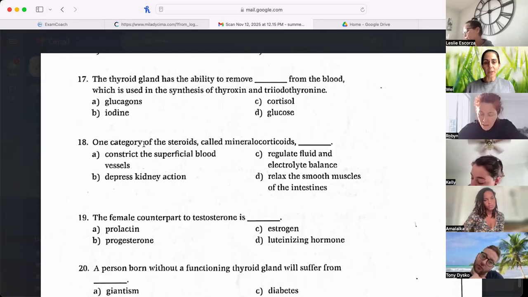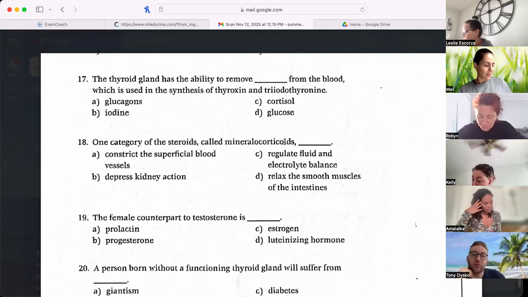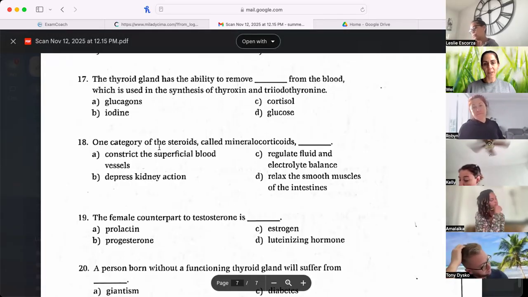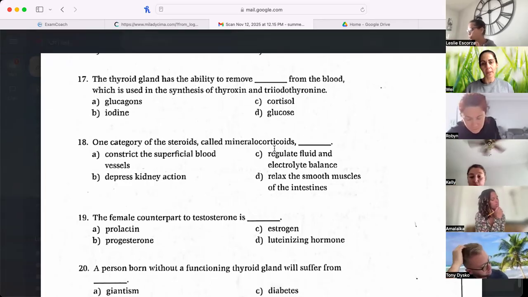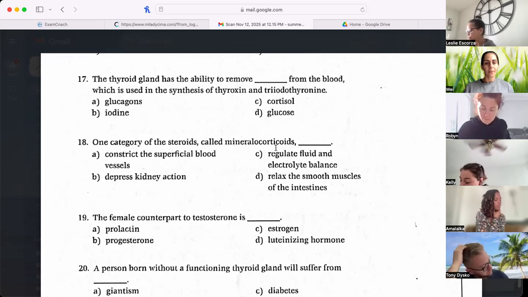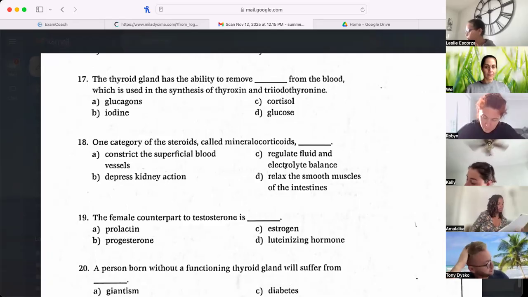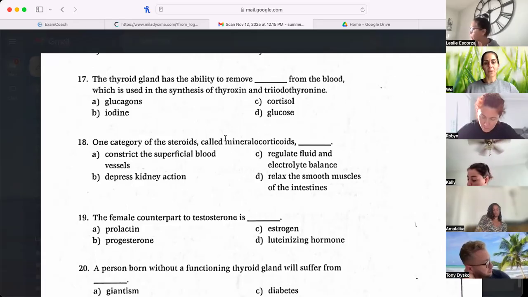One category of steroids called mineralocorticoids, that's how it is supposed to be said. Okay, whoever knows the answer says this. I'll come back to you, Kelly, in a second. One category of the steroids called mineralocorticoids: C, regulate fluid and electrolyte balance. Yes, electrolytes and liquids in the body. Minerals, electrolytes, same.